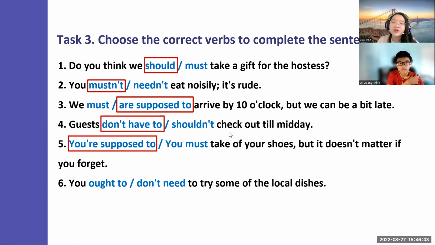Number 6, you ought to or you don't need to try some of the local dishes. You ought to. The word to here is also highlighted in blue, don't forget, the word to is also highlighted in blue. You ought to try some local dishes. Okay, you ought to, don't say out to, ought to. You ought to, yeah. You ought to try some of the local dishes. That's right. This is just advice. Okay, this is advice and it's a positive one, a good one. So ought to.